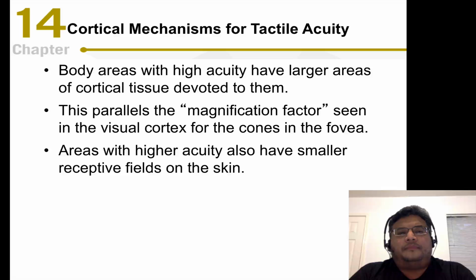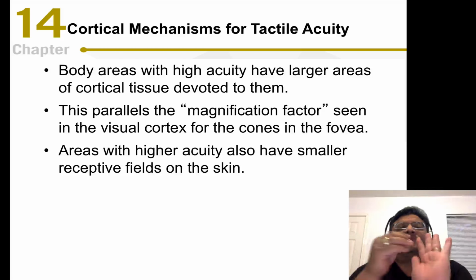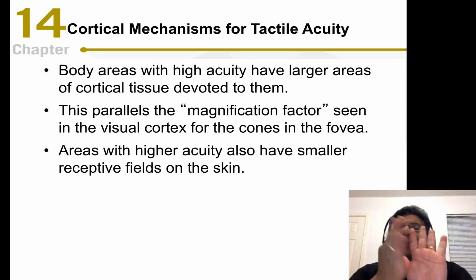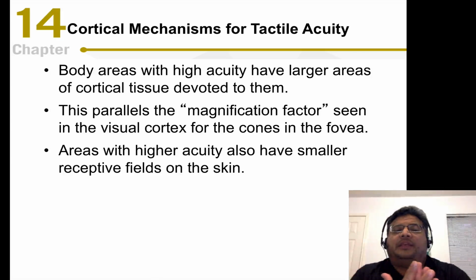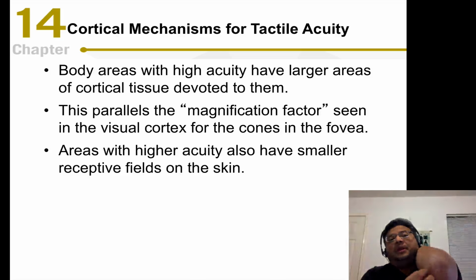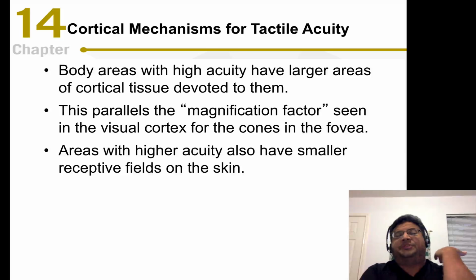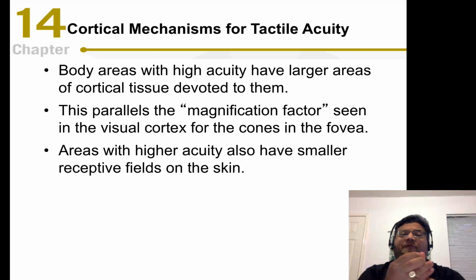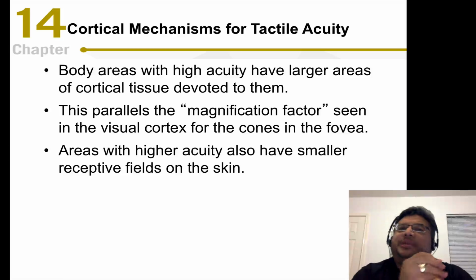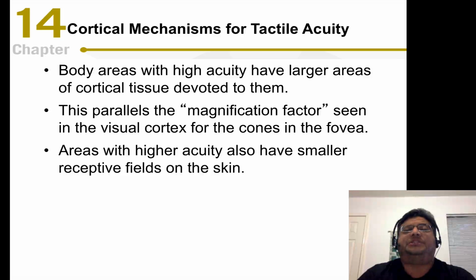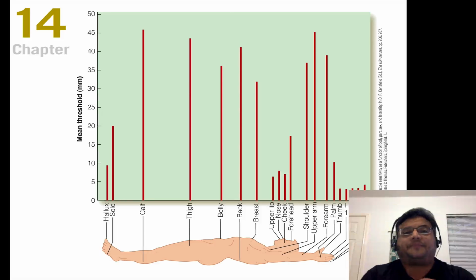And the areas with higher acuity also have smaller receptive fields on the skin. Higher acuity also means that there are smaller areas of analysis, or areas that are sensitive, on the fingertips than there are, say, on the elbow. You have much larger receptive fields on your elbow than you do on your fingertips, because you need those very densely packed receptive fields to be able to detect very small changes in touch.